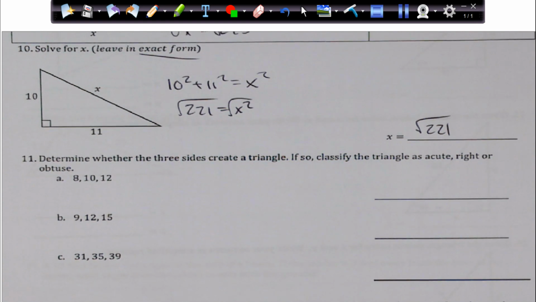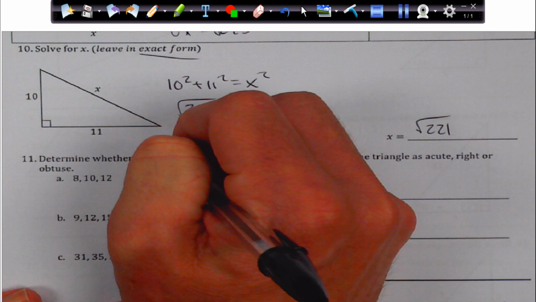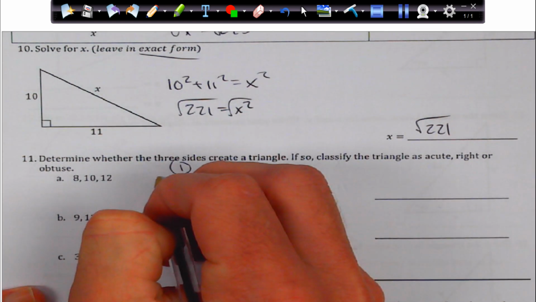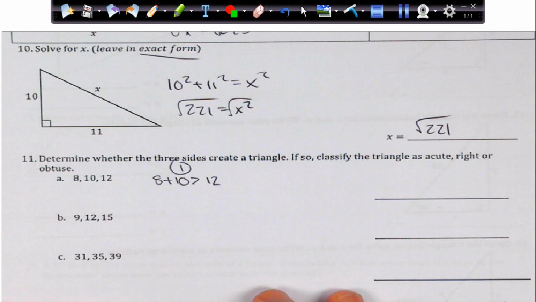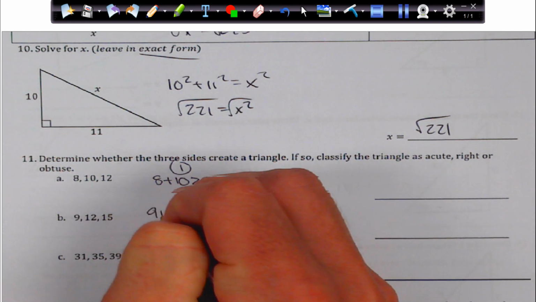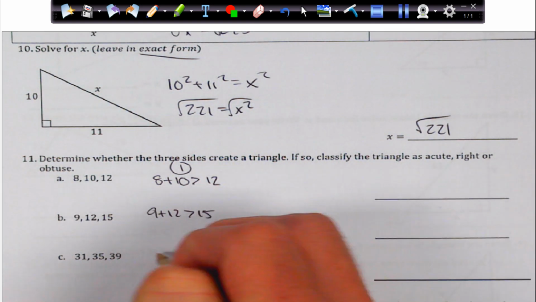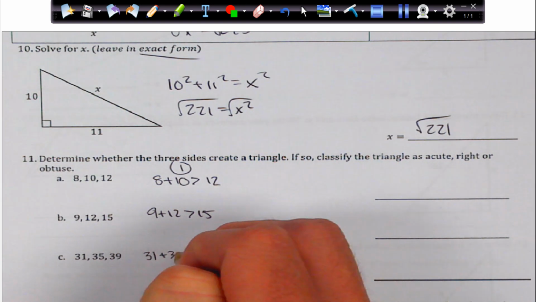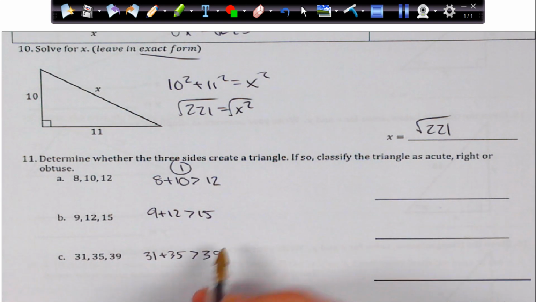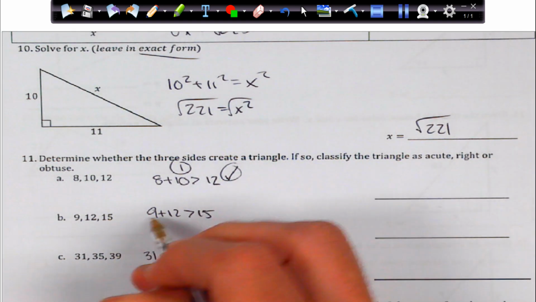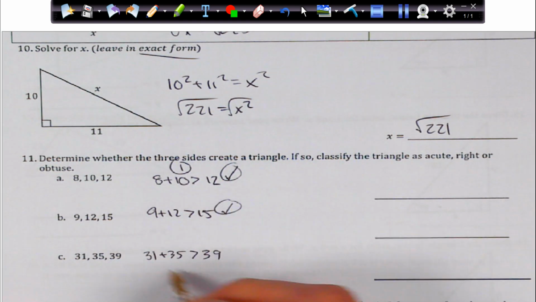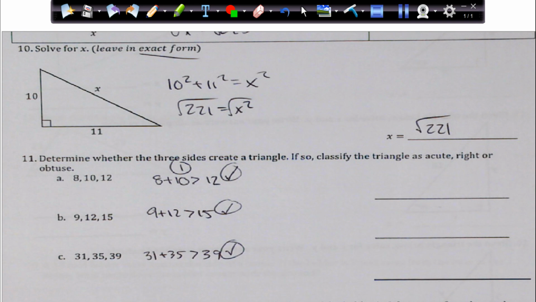Determine whether the three sides create a triangle. If so, classify. So first step, step 1 is, are the two smaller sides bigger than the largest, right? So that's what we have to check first. Is this true? If it's true, we get to move to the next step. Okay, and 18 is bigger than 12, so yes, we have a triangle. 9 and 12 is bigger than 15, yes, and yes. So we have a triangle for all three.